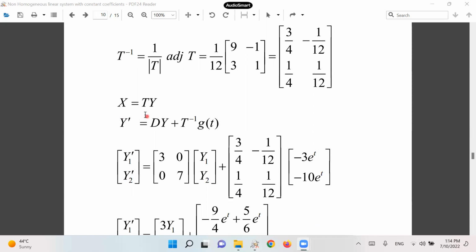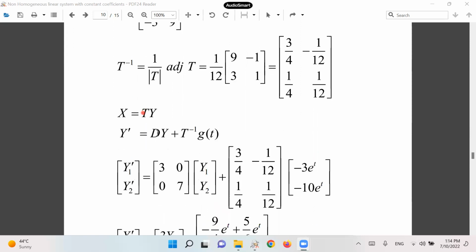So how to write down the next step: x equals T into y, where T is the matrix that we have just found. And in order to find y dash, y dash equals Dy plus T inverse into g of t. So this you have to memorize, how we are going to find the y dash. Y dash is always equal to the D matrix multiplied by y plus the inverse of the T matrix multiplied by g of t. G of t is the non-homogeneous part, which we can see from the question.